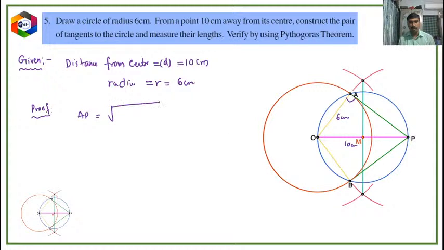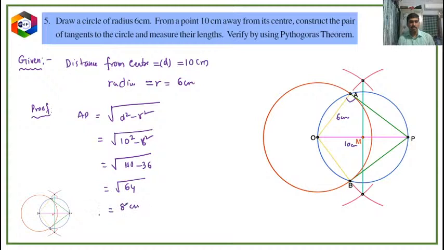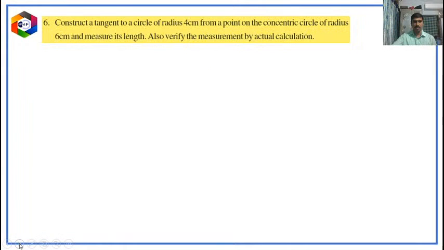AP is the square root of d square minus r square. What is d? This is 10. 10 square minus what is r? This is 6 square. 10 square is 100, minus 6 square is 36, which is equal to 64, so 8 centimeters. So if you measure by making use of the scale, the length of the tangent is exactly 8 centimeters that you will get. Okay children? So I think it is clear, and this is very, very important, and we will move to the next question.